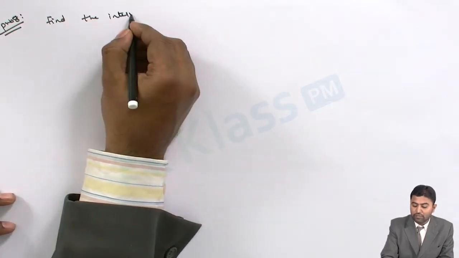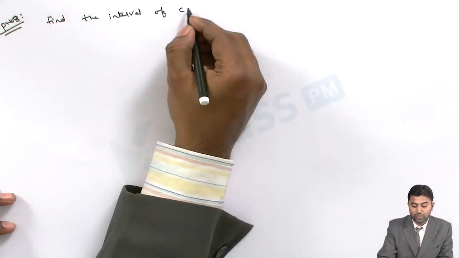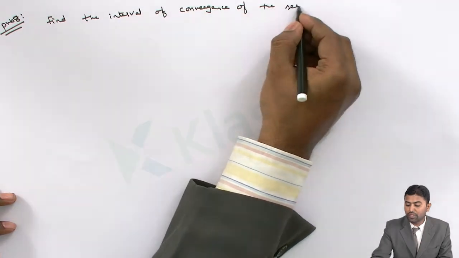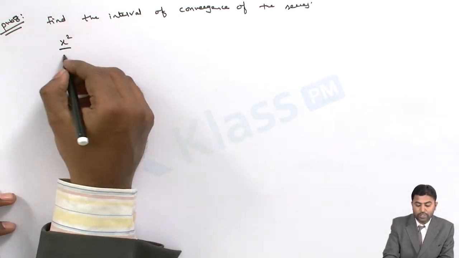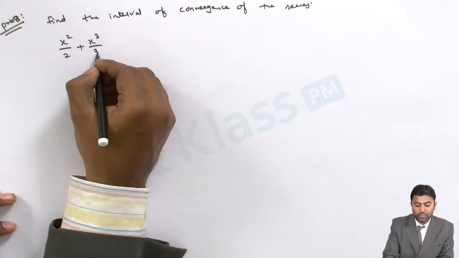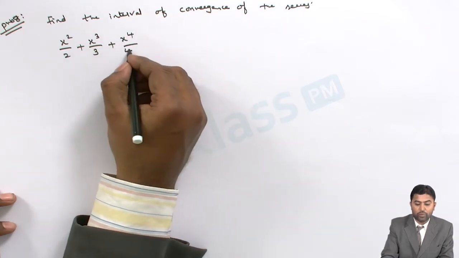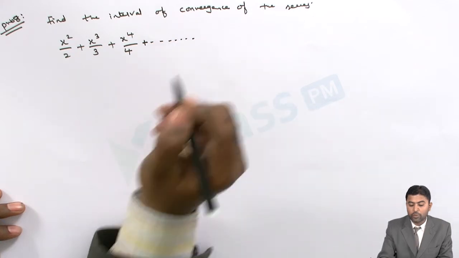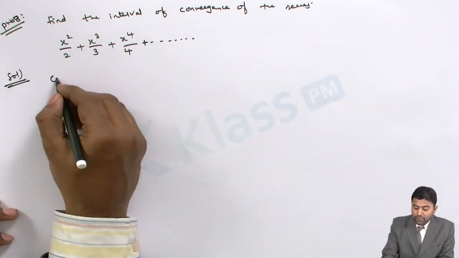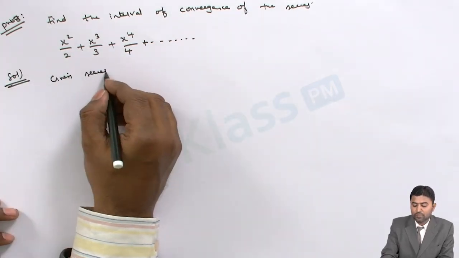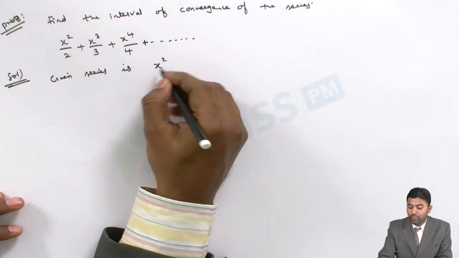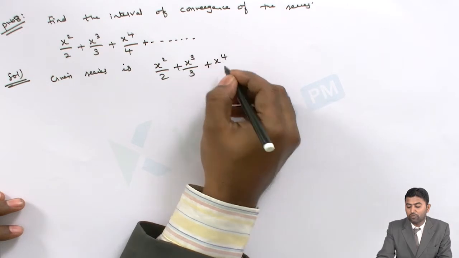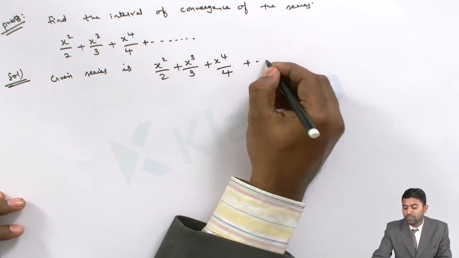Find the interval of convergence of the series x square by 2 plus x cube by 3 plus x power 4 by 4, and so on up to infinity. Given series is x square by 2 plus x cube by 3 plus x power 4 by 4 plus and so on.